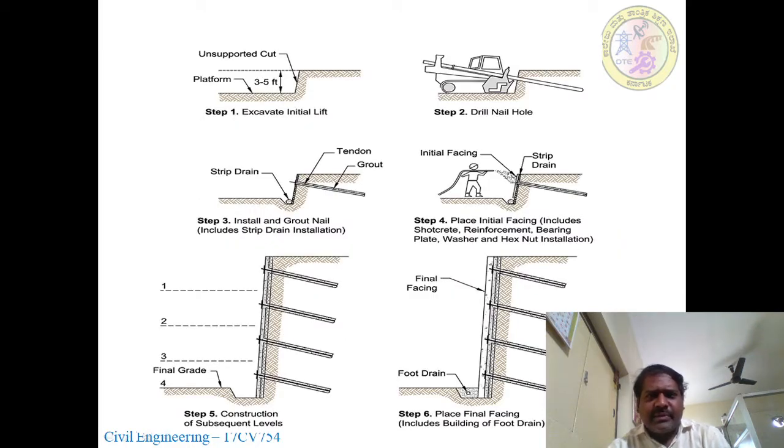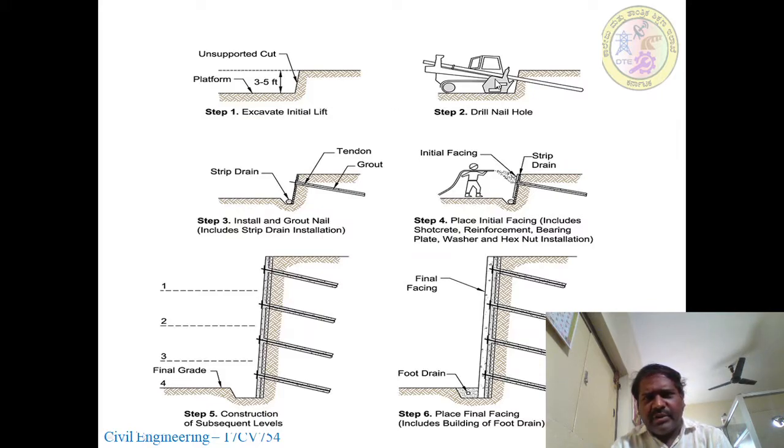So this picture explains what steps are involved in the soil nailing technique. In the first one, we excavate the initial lift. If we want the unsupported cut here, the platform height will be 3 to 5 feet. We have to support this cut by facing with the soil nails. So this will be the first step, where we excavate the initial lift.